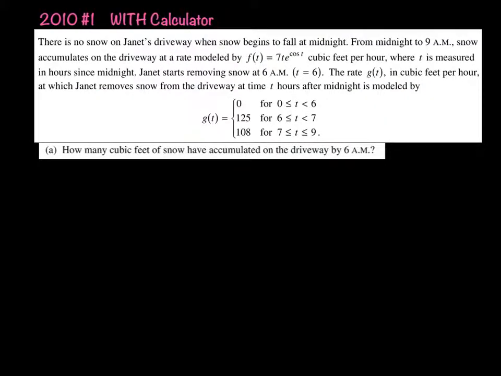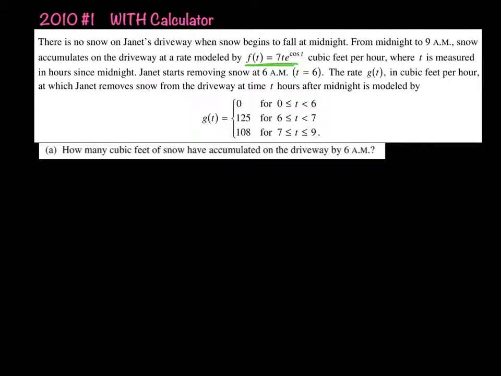Okay, 2010 number 1, again with the calculator. It says there's no snow in Janet's driveway when snow begins to fall at midnight. From midnight to 9 a.m., snow accumulates in the driveway at a rate modeled by f of t equals 7te to the cos t cubic feet per hour, where t is measured in hours since midnight.